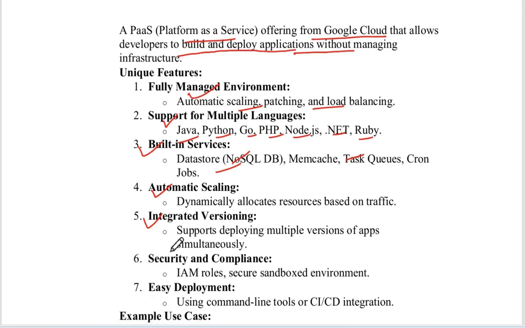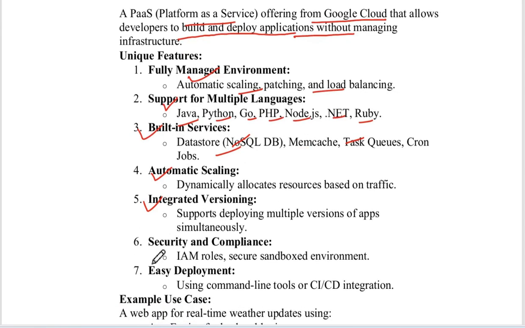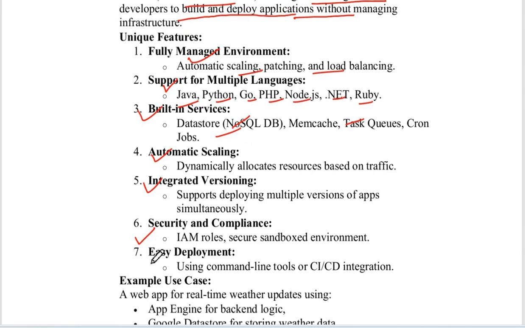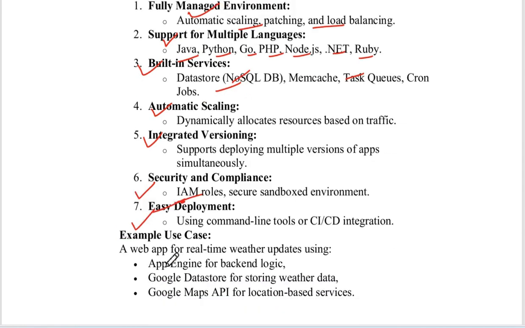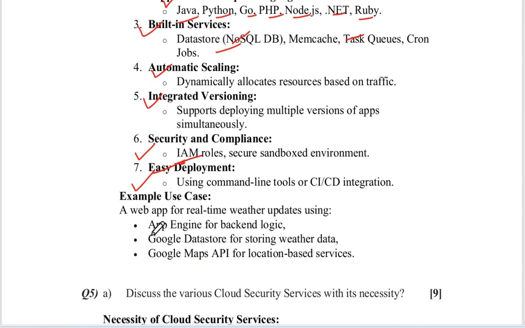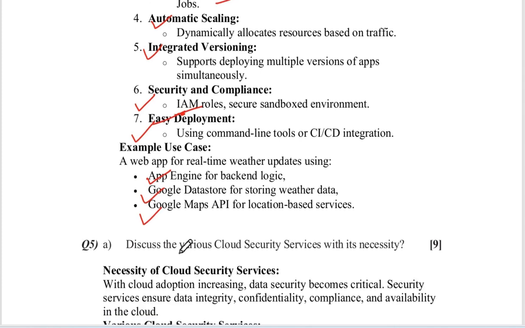Integrated versioning, that is it supports deploying multiple versions. Security is given by IAM, easy deployment. These are some use cases like App Engine for backend logic, Google Data Store and Google Map. These are all created using Google App Engine.